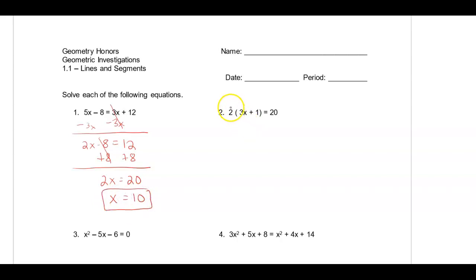Number 2, we're going to distribute the 2 first, so we'll get 6x plus 2 equals 20. Subtract 2 from both sides. We get 6x equals 18, and divide by 6. So x equals 3.